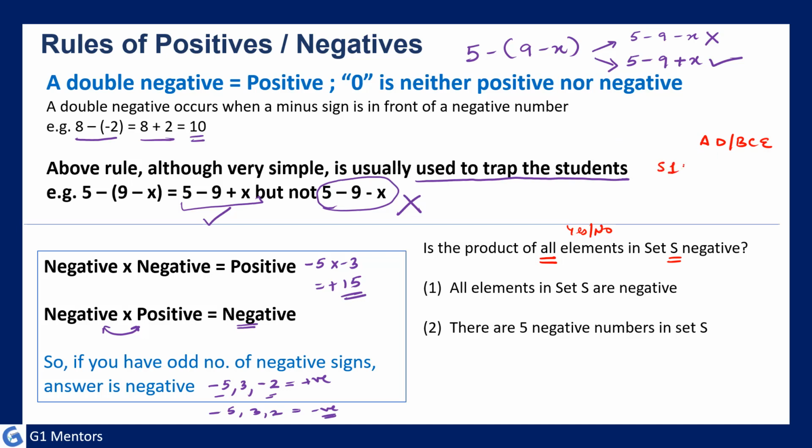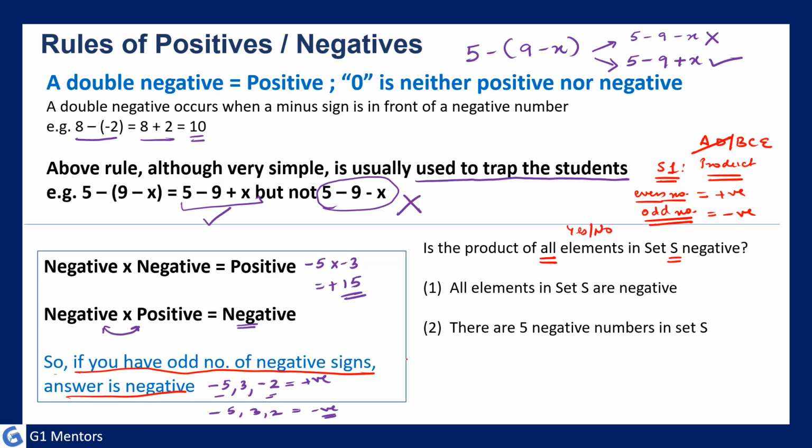Let's look at statement 1 alone. Statement 1 says all elements in set S are negative. So we need to find whether the product of all elements in set S is negative or not. If set S has an even number of elements, then their product will be positive. If set S has an odd number of elements, then the product will be negative. You remember this property? If you have an odd number of negative signs, then only the answer is negative. So statement 1 alone is not sufficient. So we strike off A and D.